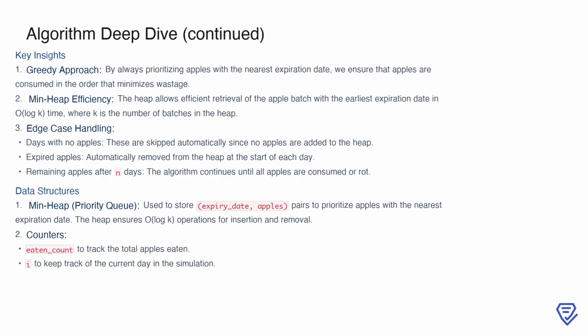The algorithm also handles edge cases seamlessly. For instance, on days when no apples are available, no entries are added to the heap. Expired apples are automatically removed during the daily cleanup step, and the algorithm continues past the initial end days if there are still apples remaining in the heap. The two main data structures used are the min-heap, which stores the expiry_date and apples, and counters for tracking the current day and total apples eaten. Together, these components provide an efficient and robust solution to the problem.